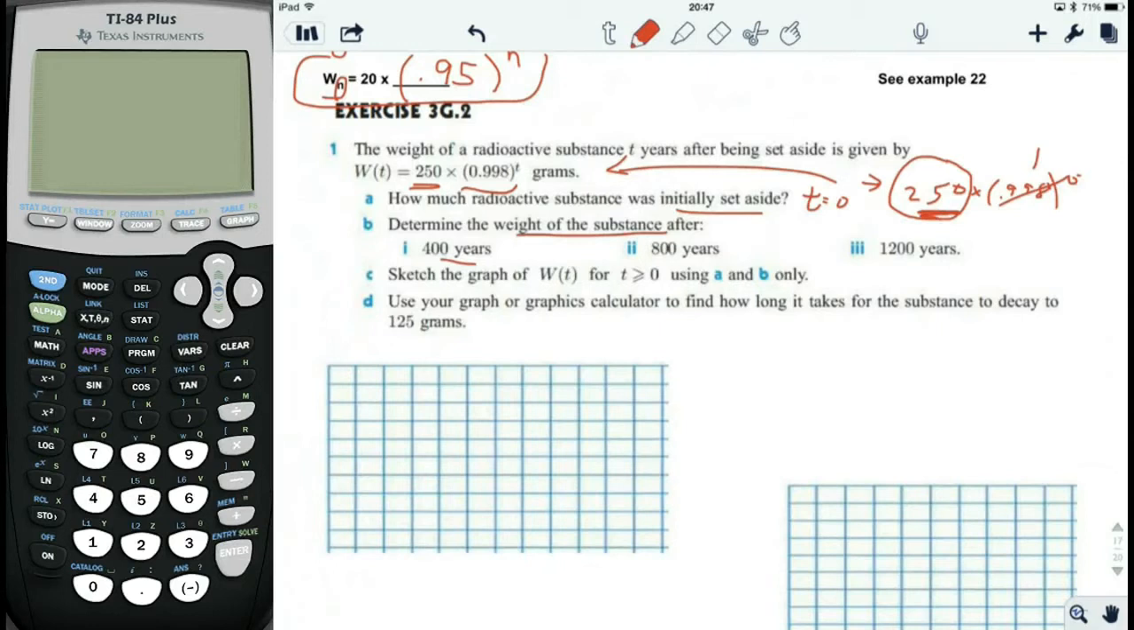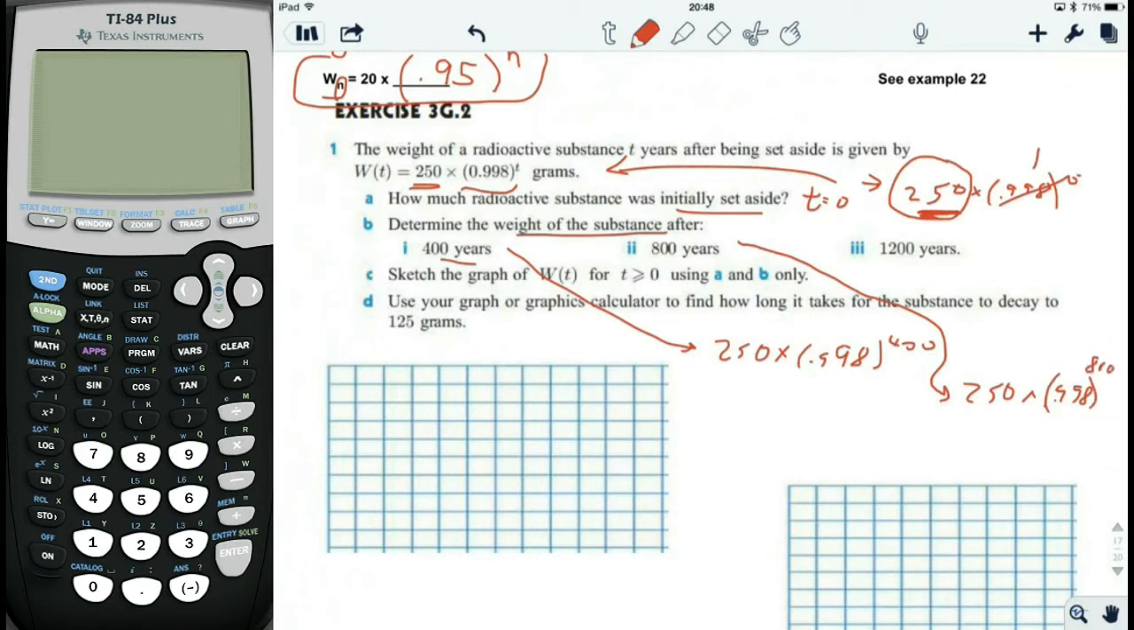Okay, so that would mean we put in 400 for t there. So, for example, you would have 250 times 0.998 to the 400. We'll do that on the calculator in a second. Next one would be 250 times 0.998 to the 800th power. All right. Now let's look at two different ways to do that on the calculator.